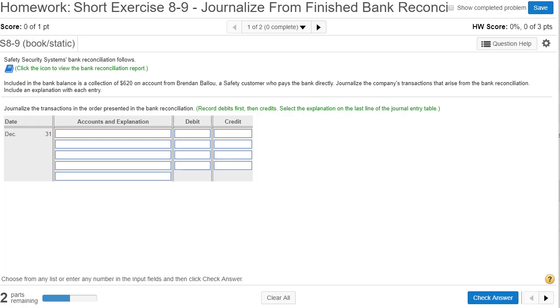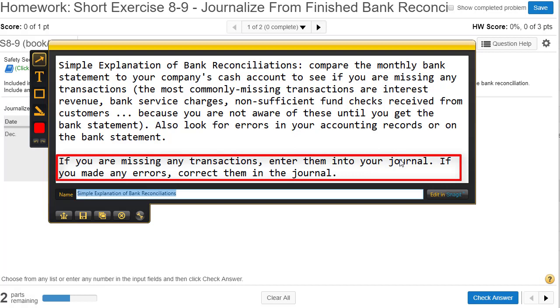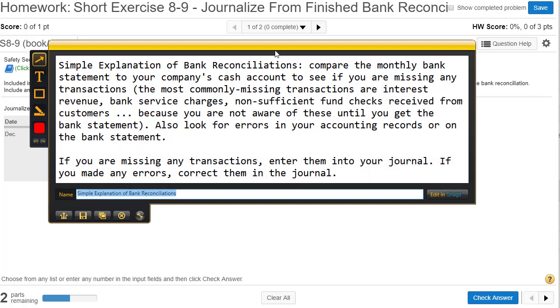Short exercise 8-9. We're going to journalize from the finished bank reconciliation. So remember, the simple explanation of the bank reconciliation is you're going to compare your monthly bank statement to the company's cash account and see what transactions you are missing and to see if there's any errors. And then, this is the part we're doing in this problem, if you're missing any transactions, enter them into your journal. If you made any errors, correct them in the journal. In this case, we only have missing transactions, no errors.